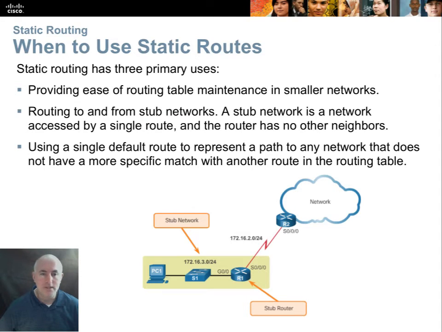We also always use a special static route called a default route to represent the path to the internet. That is sometimes called the route of last resort. And it's the route that's followed if there's no other match in the routing table.